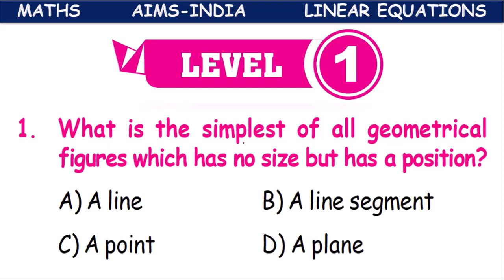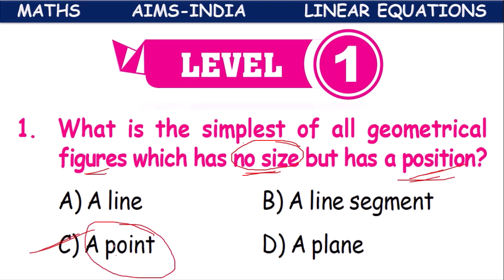So what is the simplest of all geometrical figures which has no size but has a position? Means which has no size, means no length, no breadth, no height, no dimension, but it will show a position. So the answer is point. A point is a geometrical figure which will show location without any size or dimension.